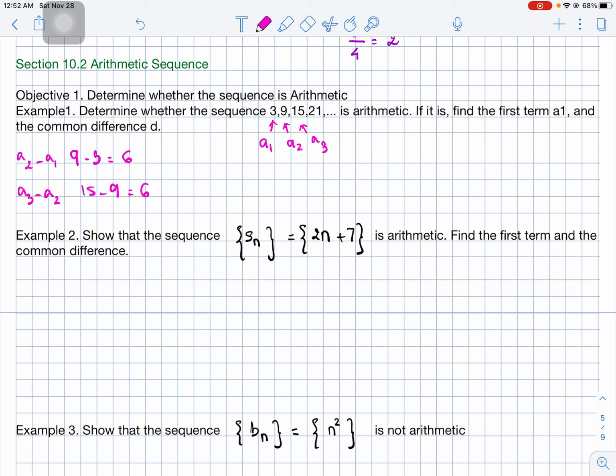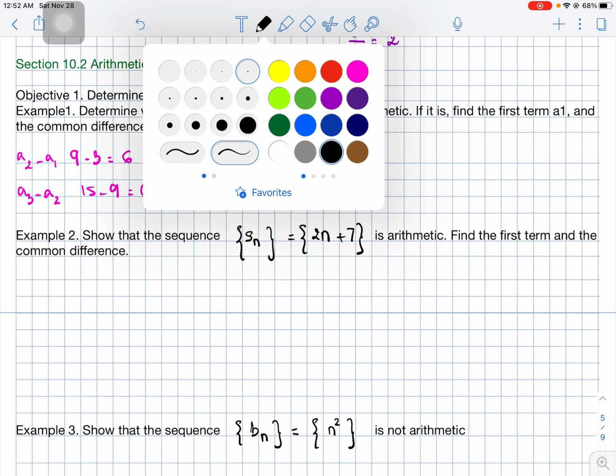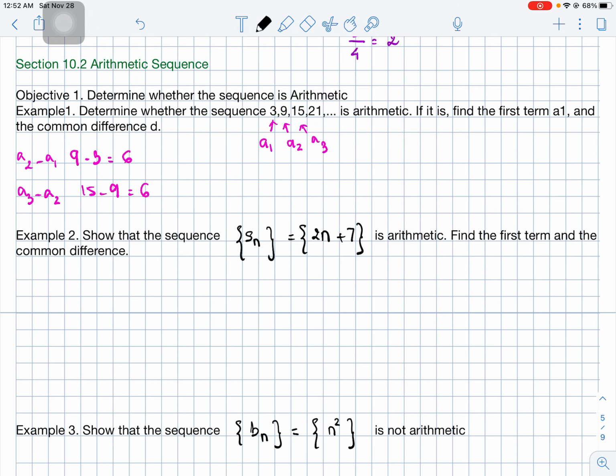So we see that the common difference will be 6 because we take out the two pairs and we find out that they get the same answer for the common difference. Then this is the arithmetic sequence. And the first term is the number 3. So A1 is 3, which is the first term, and the common difference D is 6.